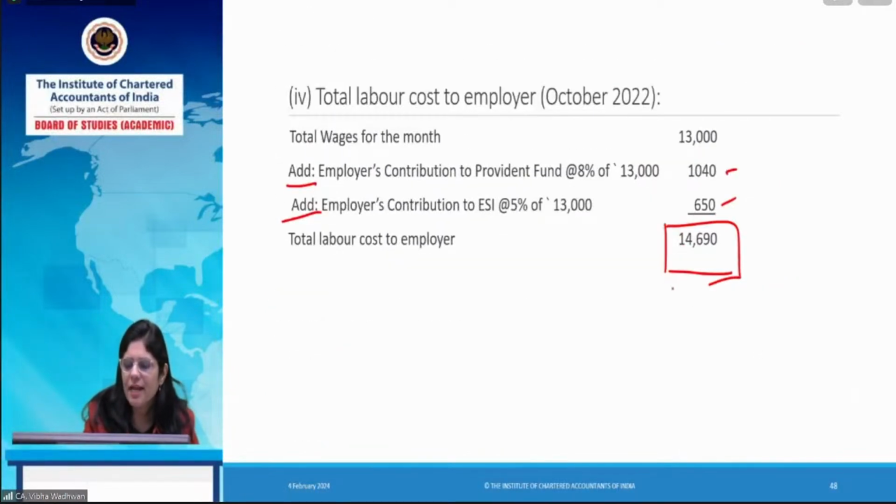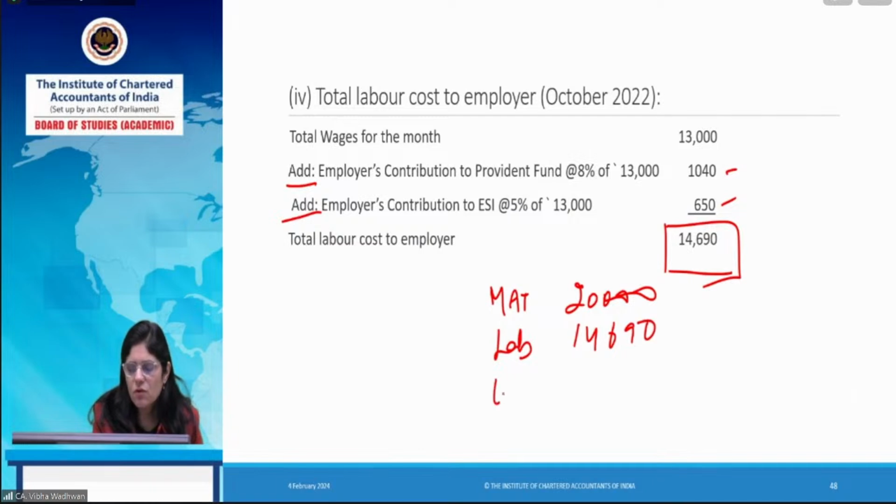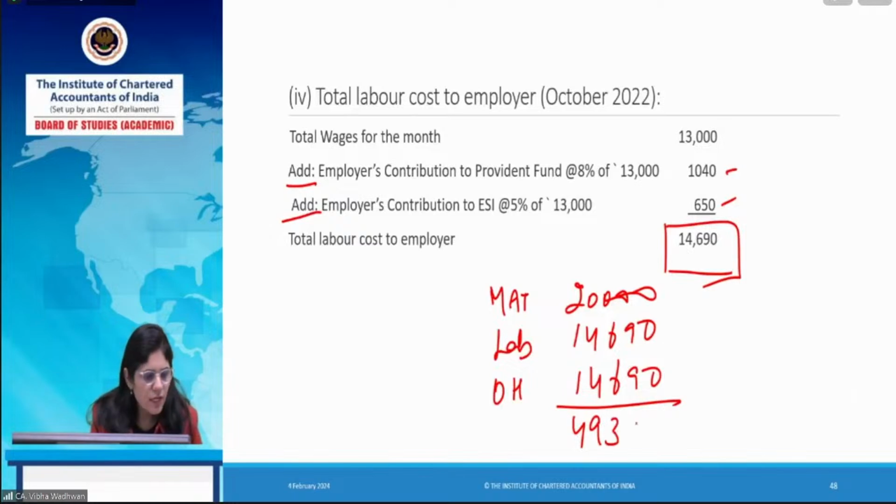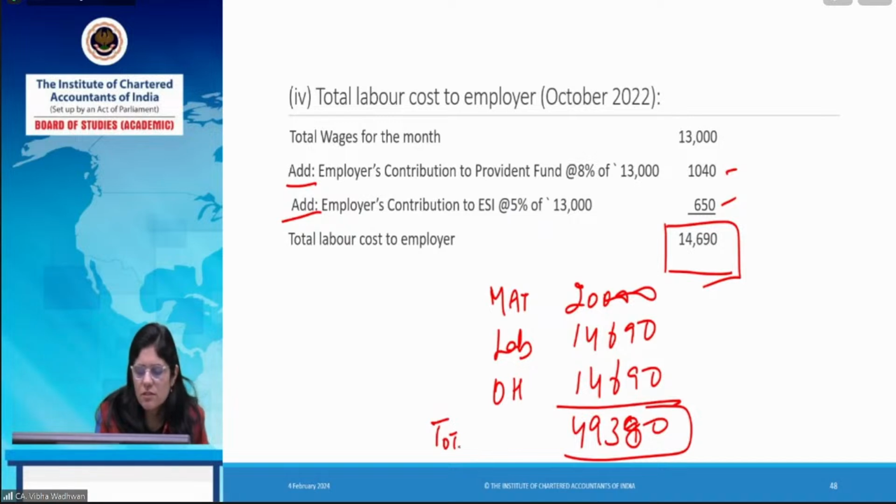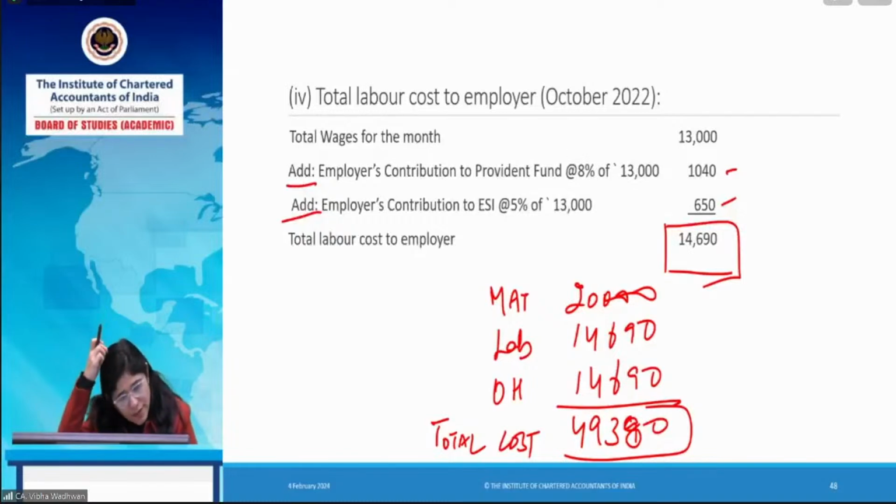See, labor cost, the correct answer is 14,690. Material is 20,000, it's given in the question. Labor cost is 14,690. Overheads are also equal to the labor cost. So the answer should be 49,380, the total cost. All right. So just check your answers and be very careful. No typing mistake on my side.